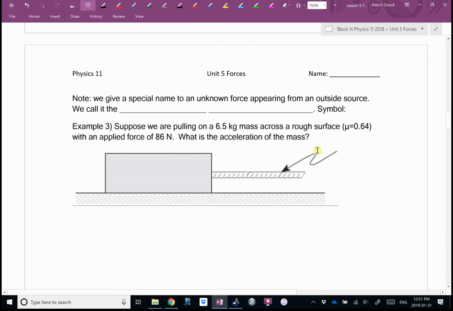Turn the page. By the way, we give a special name to an unknown mystery force appearing from an outside source. We call it the applied force, and we often symbolize it with F and a subscripted APP.